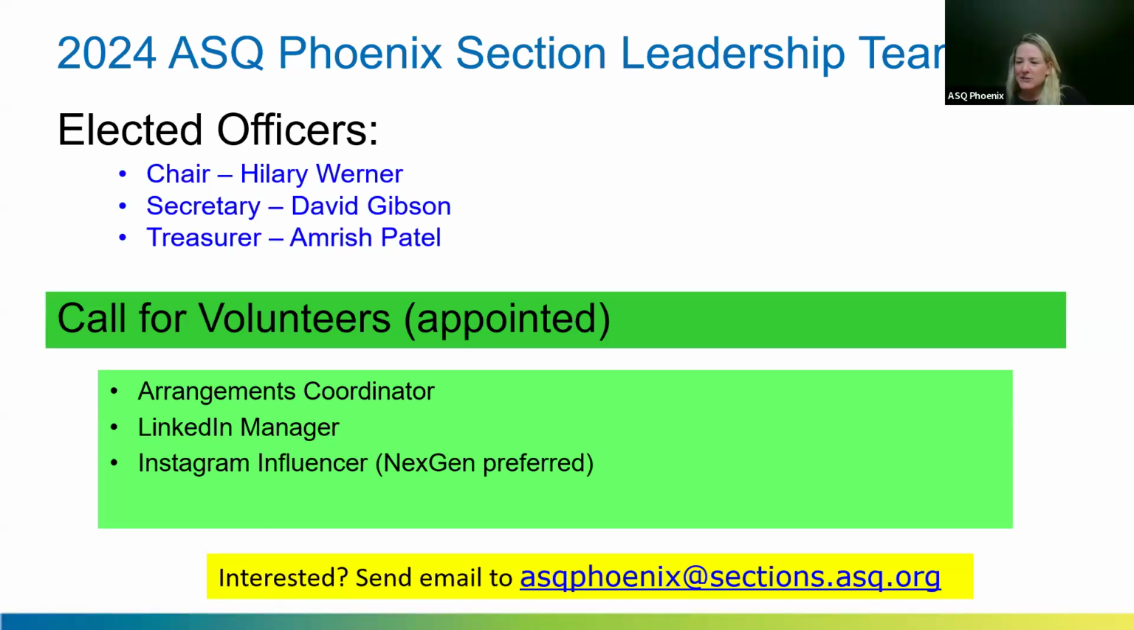And then we have a LinkedIn manager who we're looking for, who is responsible for posting information about the section to LinkedIn, whether that's past events or future events. It could be a combination of both. And then we're looking for an Instagram influencer kind of to do the same thing on Instagram. And NextGen is preferred for this particular position.